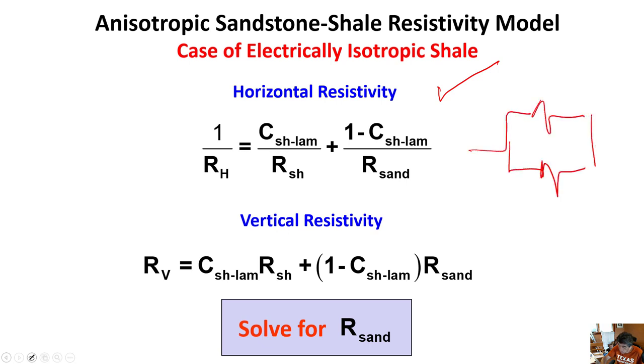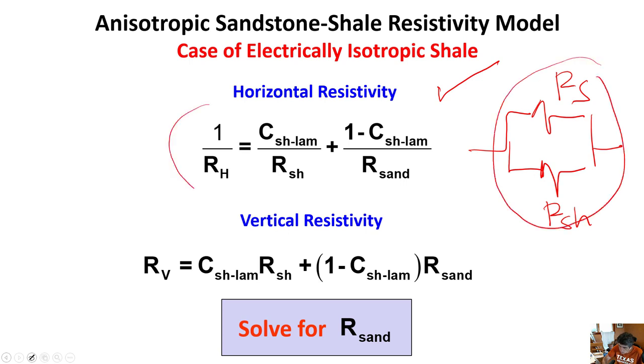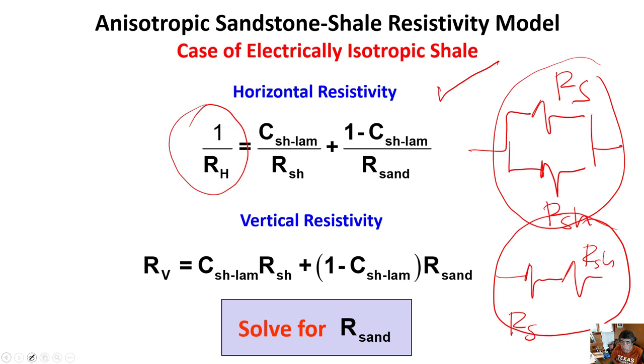Here, one is the resistivity of the sandstone, one is the resistivity of the shale. And then the total resistivity is the one that is measured here. Whereas if you measure the vertical resistivity, essentially you have a circuit in series where you have the resistivity of the sandstone and the resistivity of the shale, and the effective resistivity is what you see here.